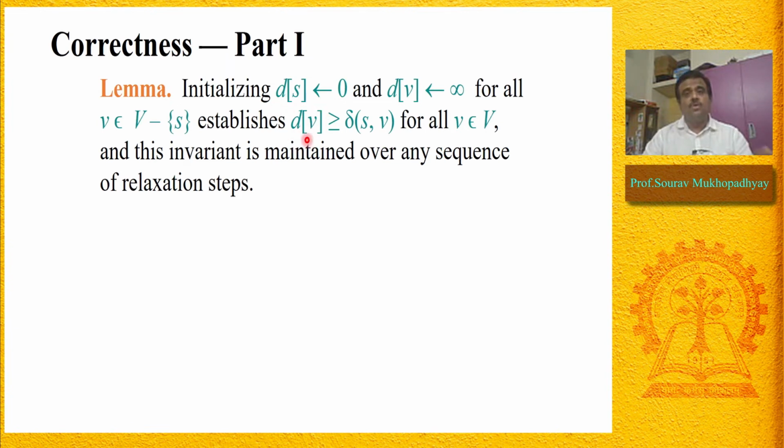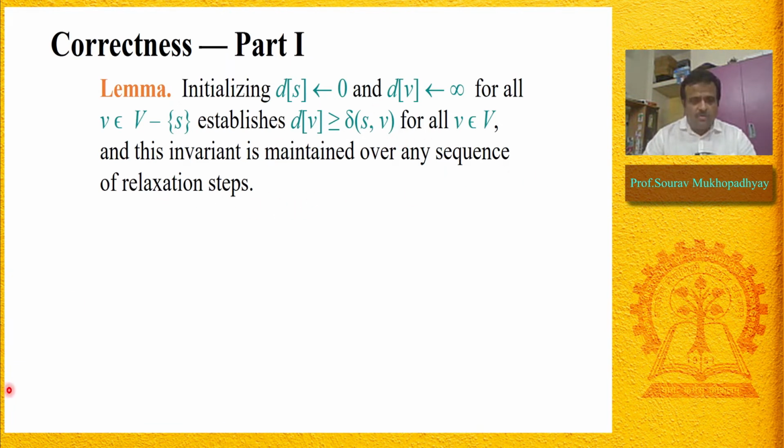So this key value is throughout greater than or equal to delta of S comma V, and it will be equal once the vertex is added in S. Once the vertex U is added in S, for that vertex we are done. For that vertex equality will occur: key value of U is equal to delta of S comma U. That part we will prove in part 2. Part 1 is just this lemma, which says that d of V is greater than or equal to delta of S comma V for all vertices, and this invariant is maintained over any sequence of relaxation steps.